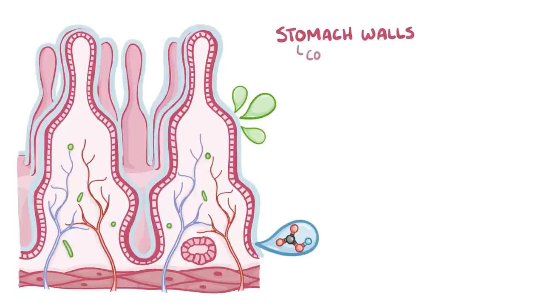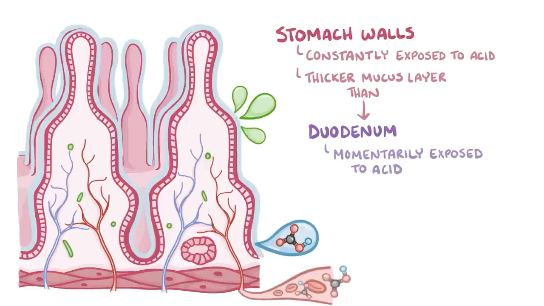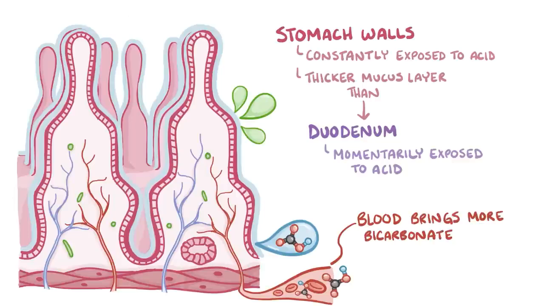Since the stomach walls are constantly exposed to the acid, they have a thicker mucus layer when compared to the duodenum, which is only momentarily exposed to the acid. In addition, the blood flowing to the stomach and duodenum brings even more bicarbonate, which again helps neutralize the hydrochloric acid.